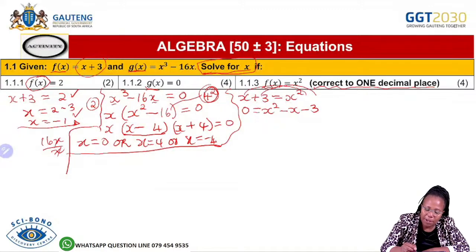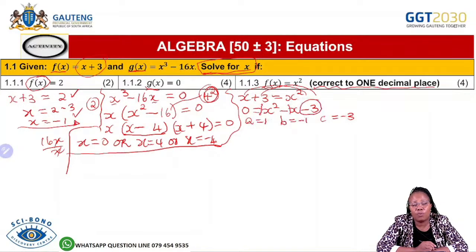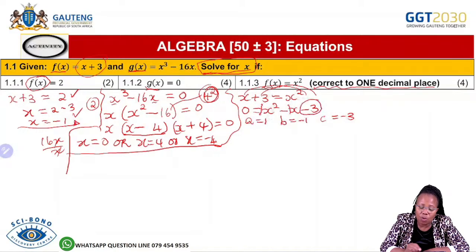Okay, remember the coefficient. If there's no number there, we know that there's a 1 there. That means now the a value here is 1. The b value will be minus 1. And the c value will be minus 3. Remember to take the whole thing there. The constant value there, without an x, is your c value. Coefficient of x squared will always be your a. Coefficient of x will be your b. And then the constant number will be your c value.